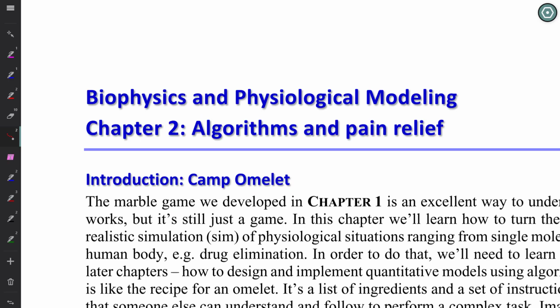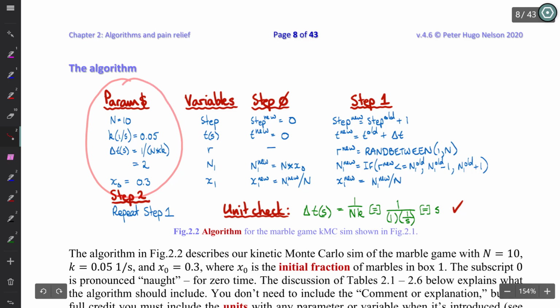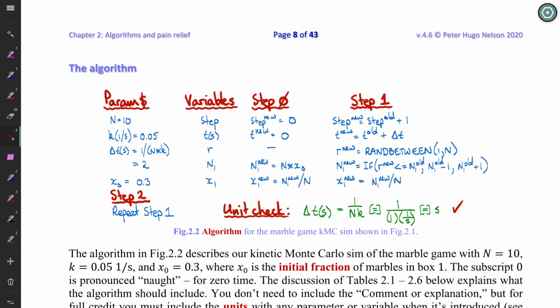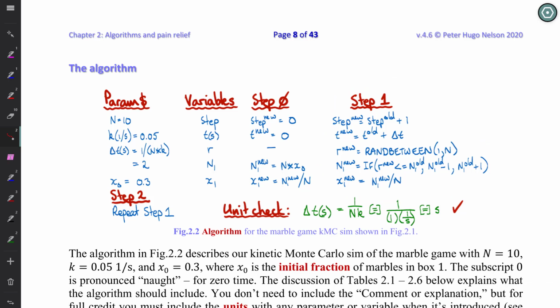Chapter 2 is primarily about introducing students to the idea of writing an algorithm. Here's a handwritten algorithm. It has various features. The parameters column lists the constants for the simulations, and they go in column A of the spreadsheets. We then have a list of variables which become column headings in the spreadsheet. Step 0 sets up the simulation, and step 1 is the main part of the algorithm that's repeated in each row of the spreadsheet.